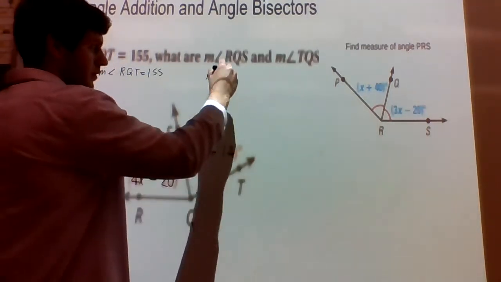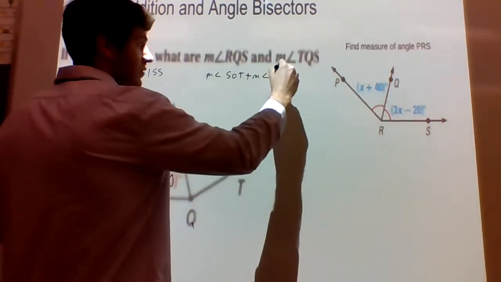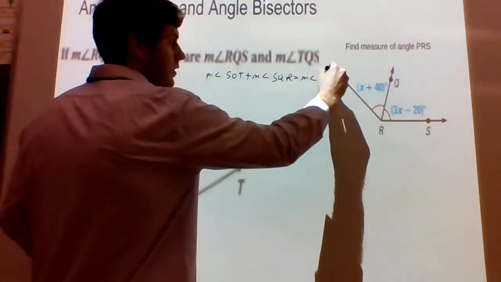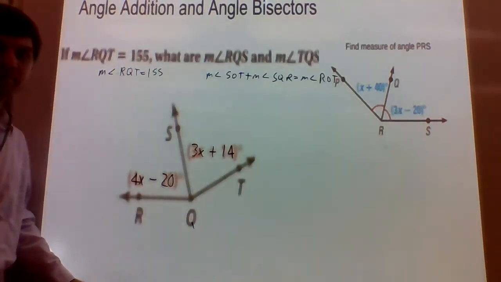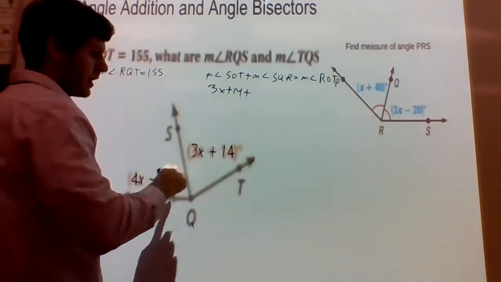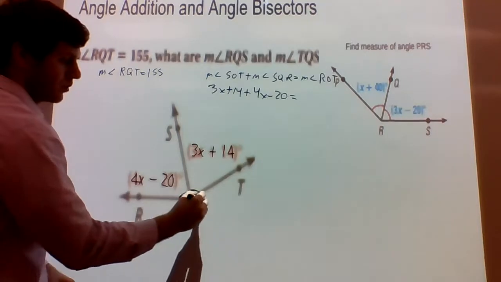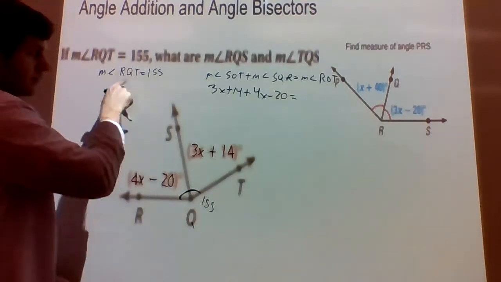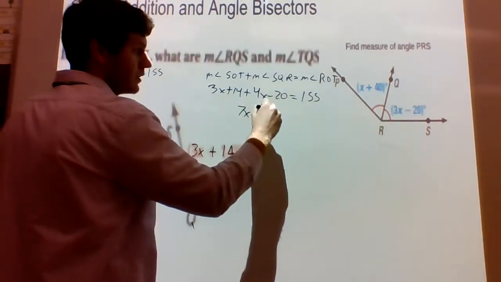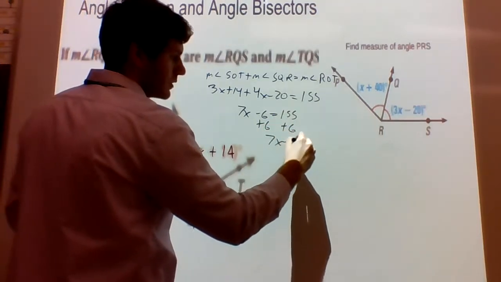Since S is between rays QR and QT, we know that the measure of angle SQT plus the measure of angle SQR is going to equal the measure of angle RQT. So 3x plus 14 plus 4x minus 20 is going to equal the whole thing, which is 155. Combine like terms, 7x minus 6 is 155. Add 6 to both sides, 7x is 161.